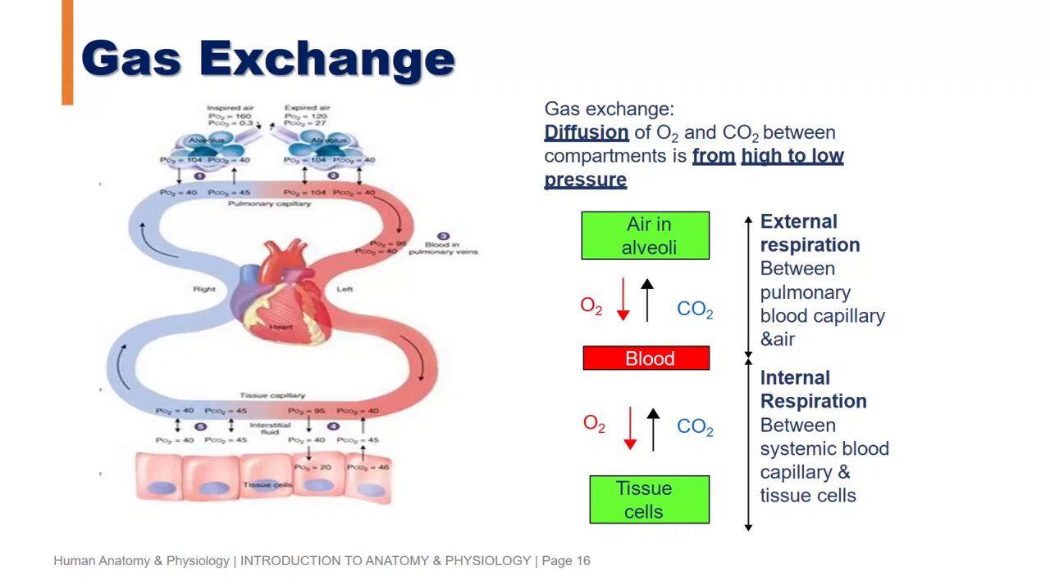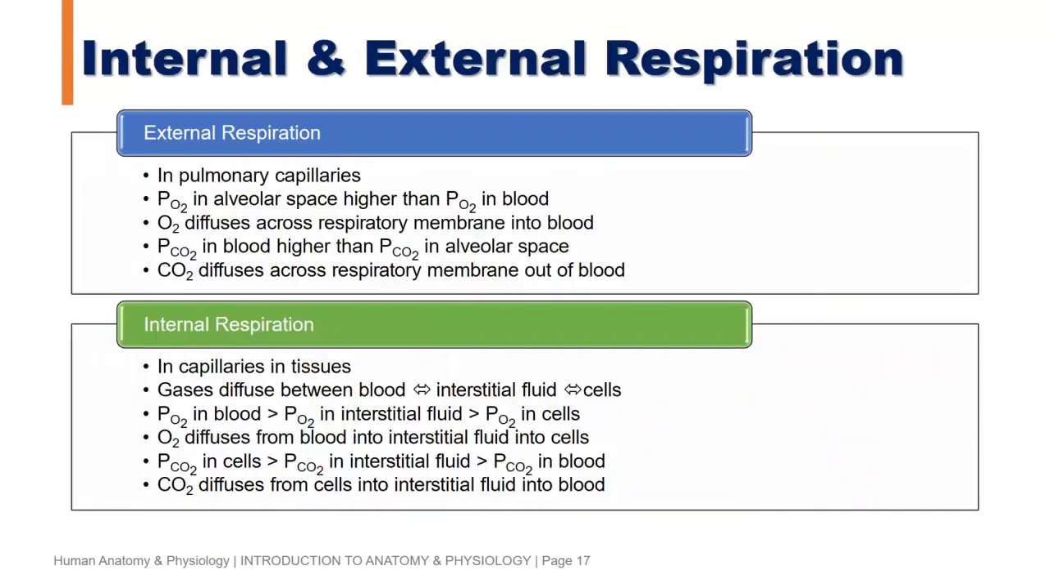Then the opposite will happen, wherein your carbon dioxide will move from tissue cells to the blood and to the air in your alveoli. Internal and external respiration. External respiration happens in the pulmonary capillaries. Capital letter P means partial.